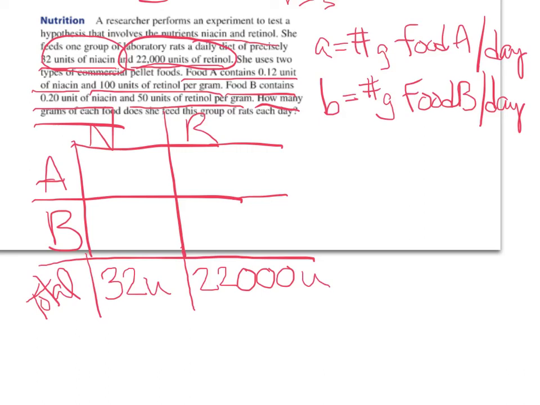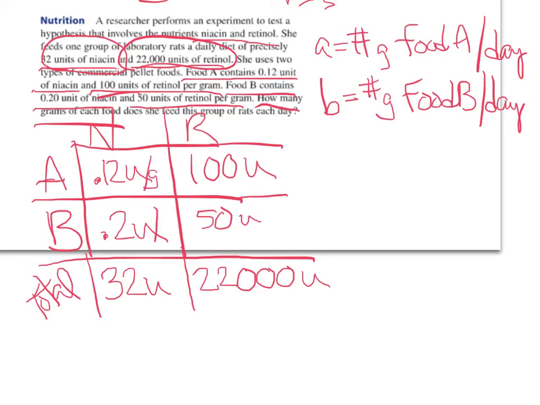Remember, the rats get this niacin and retinol by eating foods A and B. What do we know about those two foods? Food A contains 0.12 units of niacin. So right here we could put 0.12 units, because that's the amount of niacin in food A. Food B contains 0.20 units of niacin. So in the food B column for niacin, we can put 0.2 units. For the retinol, food A contains 100 units of retinol. So there's a 100 right here. And food B contains 50 units of retinol. Now these are units per gram. Let me write that, per gram.